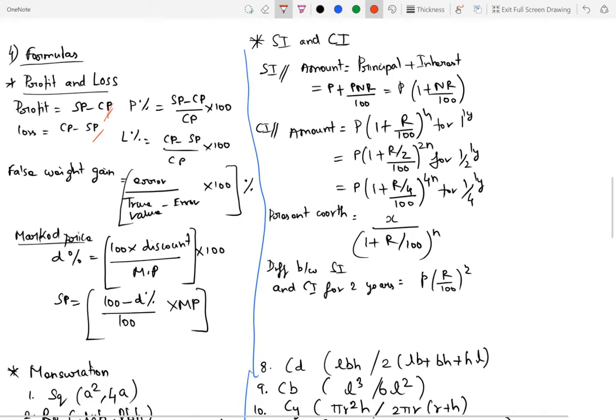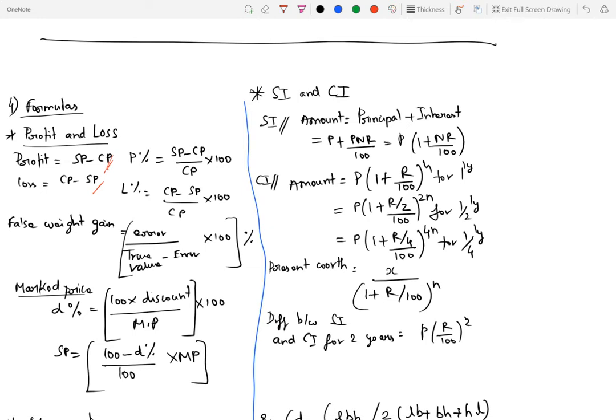If your question paper level is very difficult, then you can expect problems based upon marked price and discount. So what is the formula related to that? Discount percentage is equal to discount by marked price into 100. Selling price is equal to 100 minus discount percentage by 100 into marked price. So only 5 formulas related to profit and loss will be very efficient for you to solve the problems based on this.